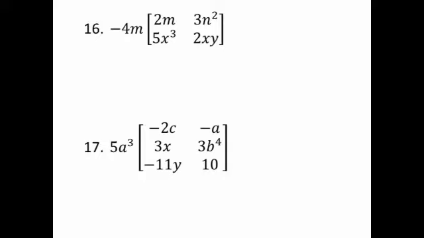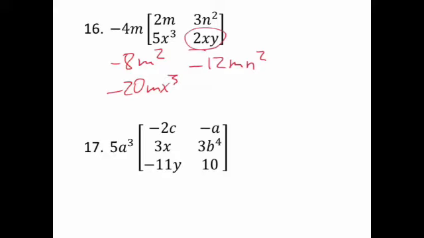Moving down to 16 and 17, you need to take everything that's inside this matrix here and multiply it by what's in front, the negative 4m. So 2m times negative 4m is going to give us negative 8m squared. The 3n squared times negative 4m is going to give us negative 12mn squared. The 5 times x to the third times the negative 4m is going to give us negative 20mx cubed, not squared, cubed.